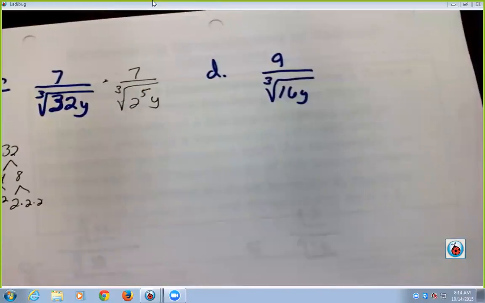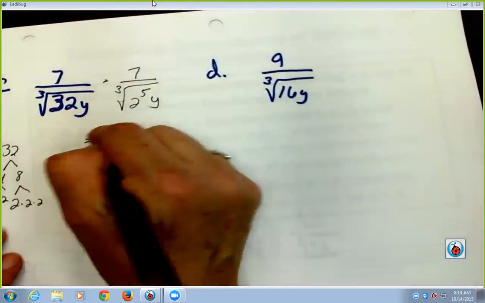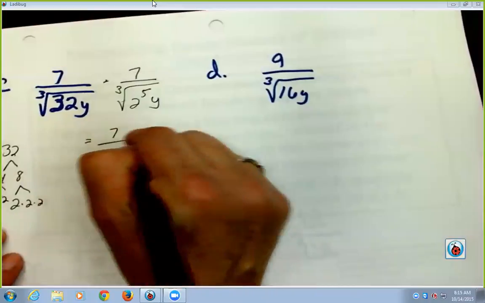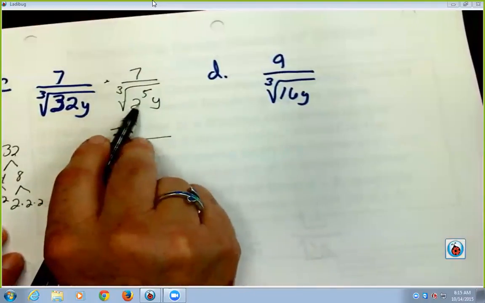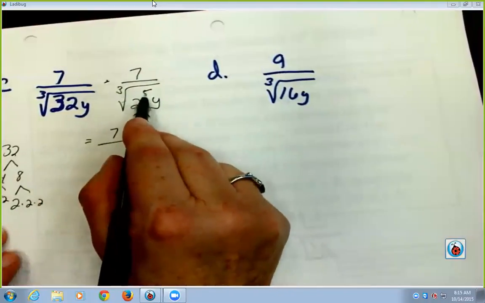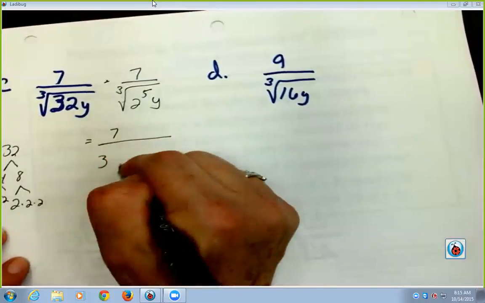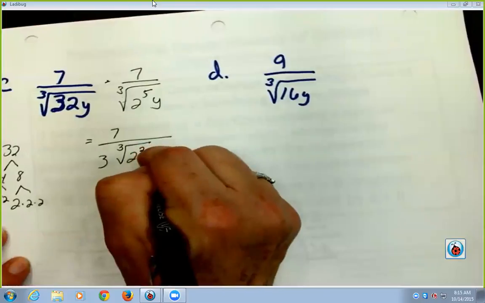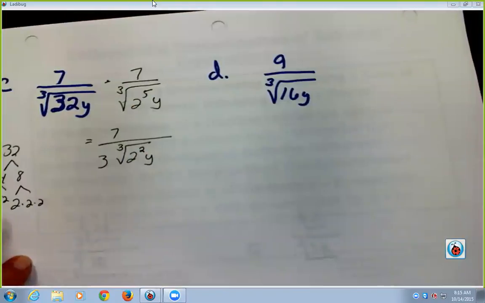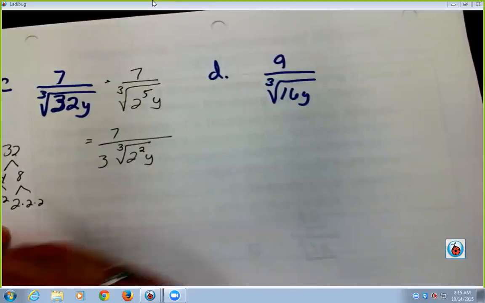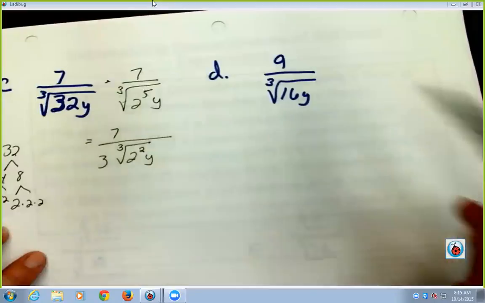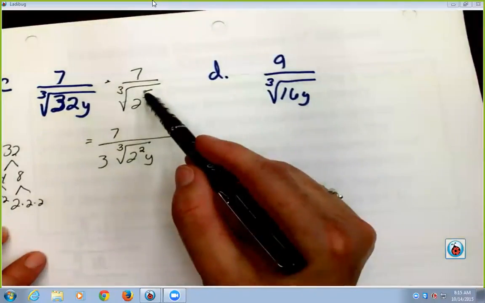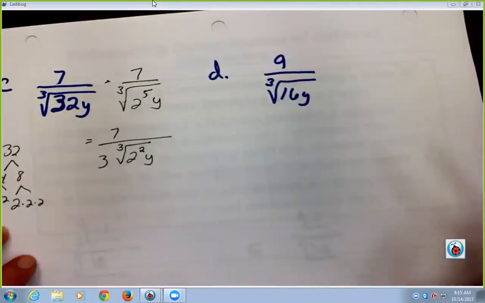y. So then what could I pull out of the bottom? I can pull out a 2, because 3 goes into 5 once. And it leaves underneath my radical a 2 squared and a y. We good with that? Yes? No? 3 went into 5, just like we did in 9-2. So 9-2 is in this whole section as well.